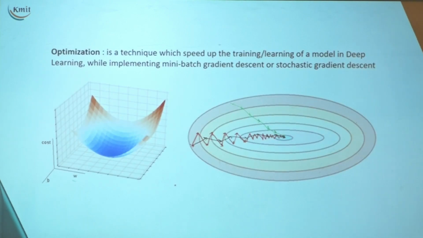Can you see that black line inside the red one? So what am I trying to do? I am trying to reduce the time that I am taking traveling in the vertical direction. So how does that happen? That happens by introducing momentum inside the processing. So momentum is another optimization algorithm.